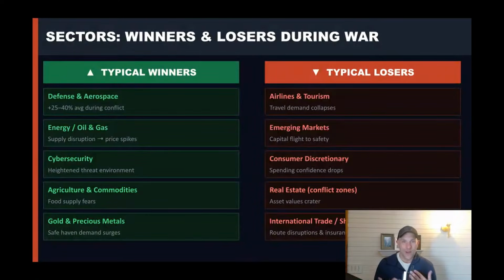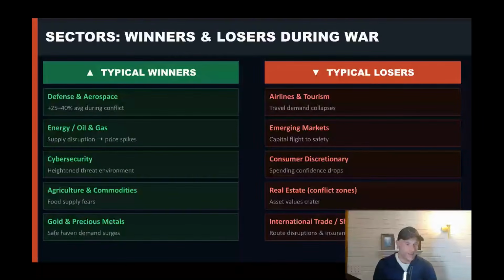And so just by knowing this, we can be educated and informed to have an idea of what's going to be impacted in the markets. But typically, winners and losers during war, the typical winner, there's no surprise here. Defense and aerospace, you could see the typical average increase during a conflict. A company like Lockheed Martin comes to mind.